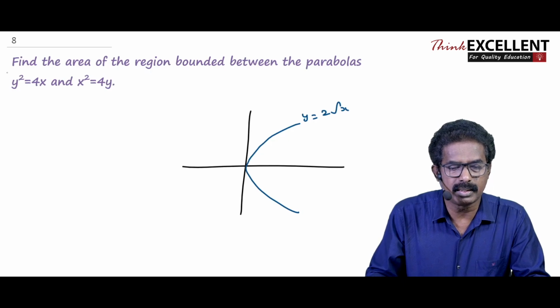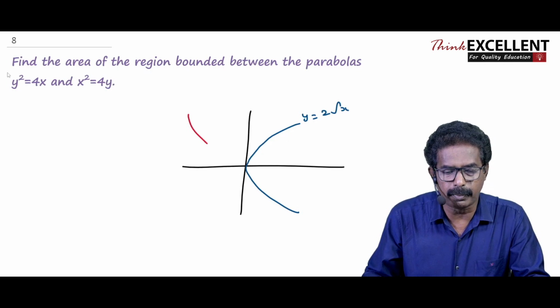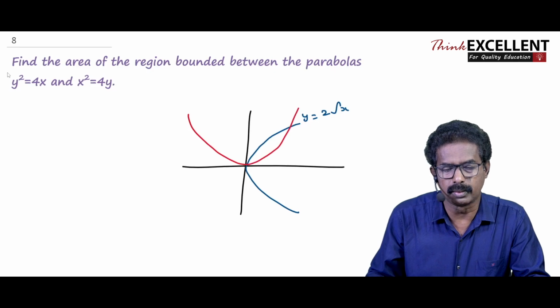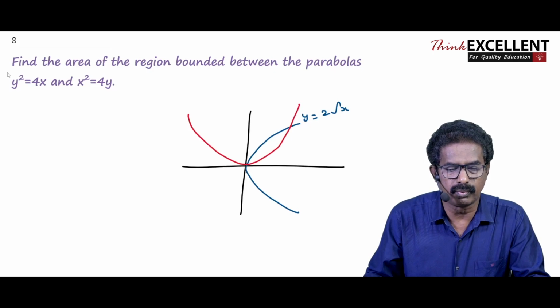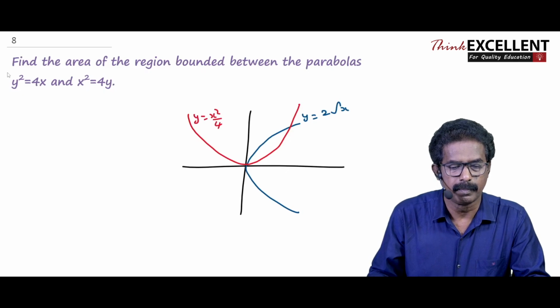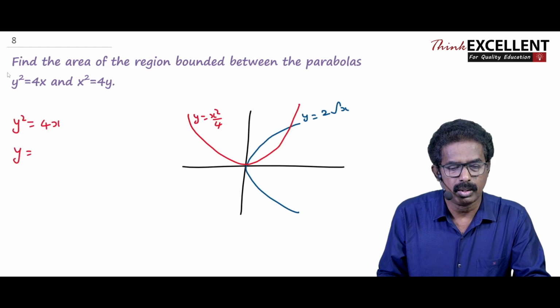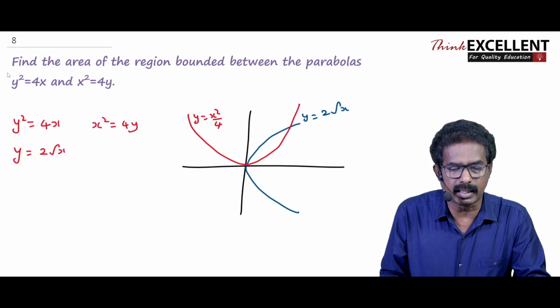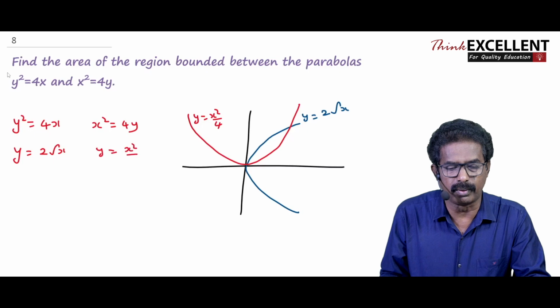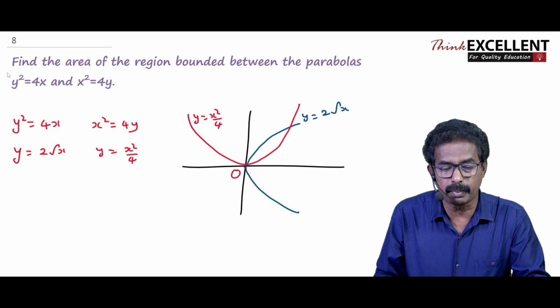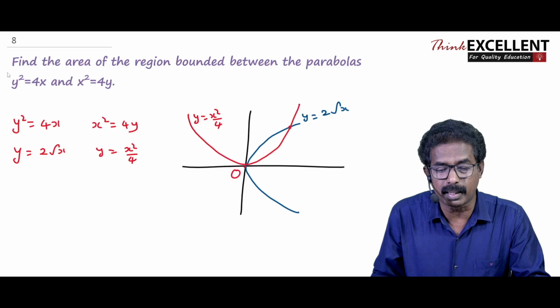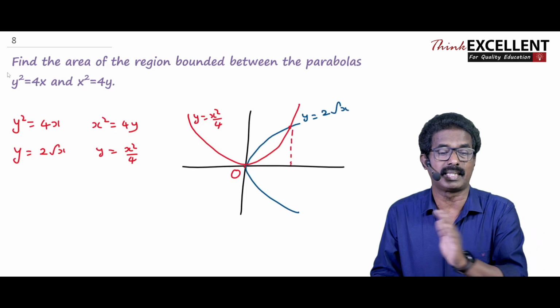Next parabola is x square equal to 4y. Open upward. X square equal to 4y. That is y equal to x square by 4, right? So first one y square equal to 4x. அதிலிருந்து y கண்டுபிடிக்கும் போது 2 root x. Second one x square is equal to 4y. அதிலிருந்து y கண்டுபிடிக்கும் போது x square by 4. அந்த point of intersection we need. ஒரு point 0. இன்னொரு point இருக்குல்ல, அந்த point we need, right? Then only can take the limit.